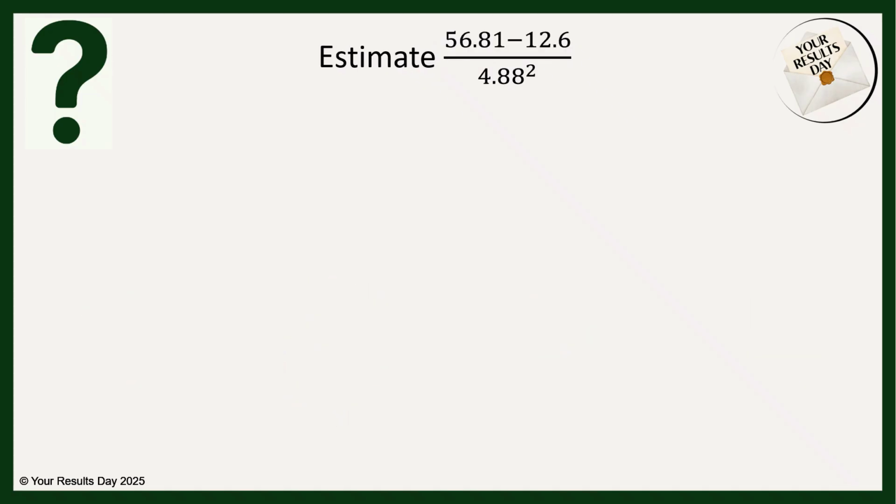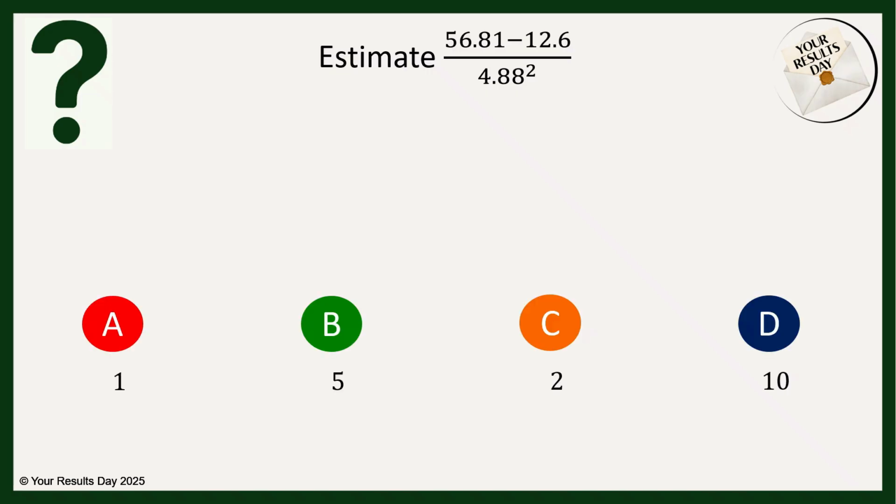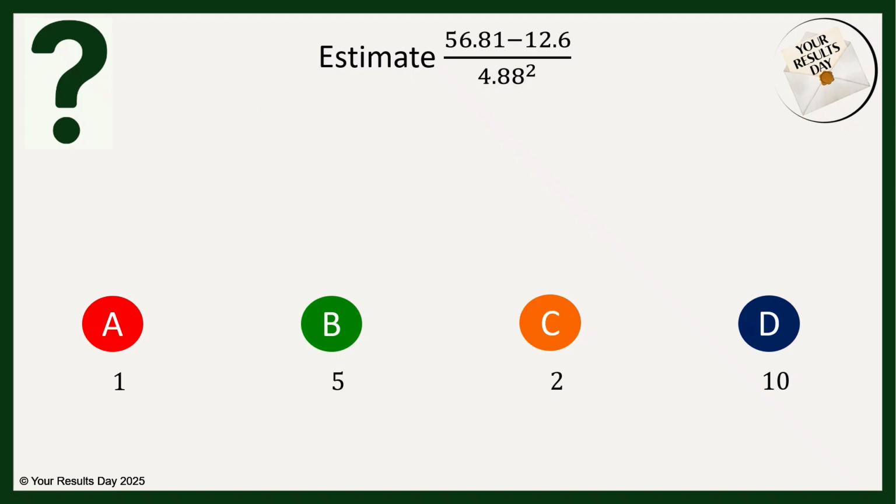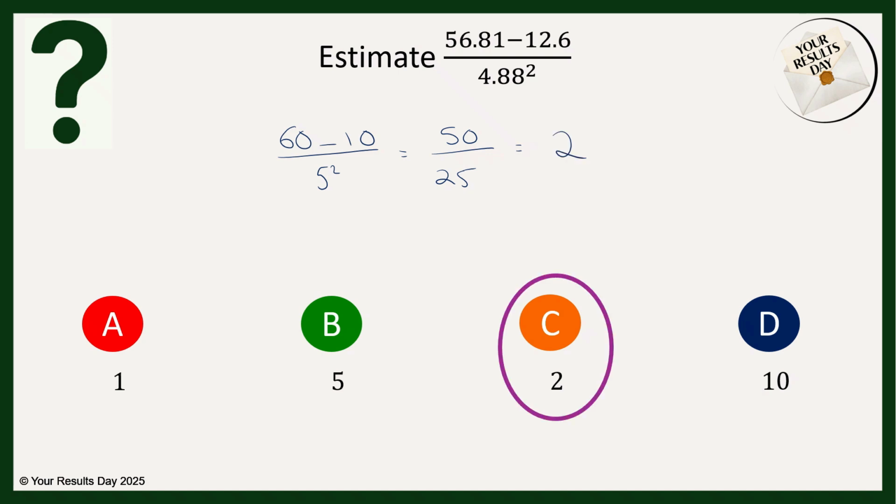And one more, estimate 56.81 minus 12.6 over 4.88 squared. Here are your options for this one. And let's show our working for this one. So hopefully we have 60 minus 10 over 5 squared. 60 minus 10 is 50. 5 squared is 25, and 50 divided by 25 is 2. So well done if you said C.